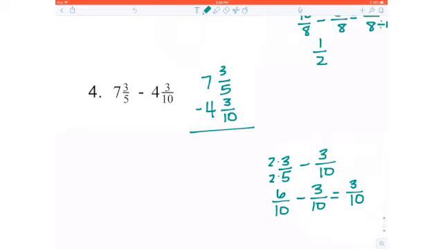Now this one was great. We didn't have to borrow, okay? So 3/10 for our fraction side. And now 7 minus 4 is 3. So the answer to this one is 3 and 3/10.